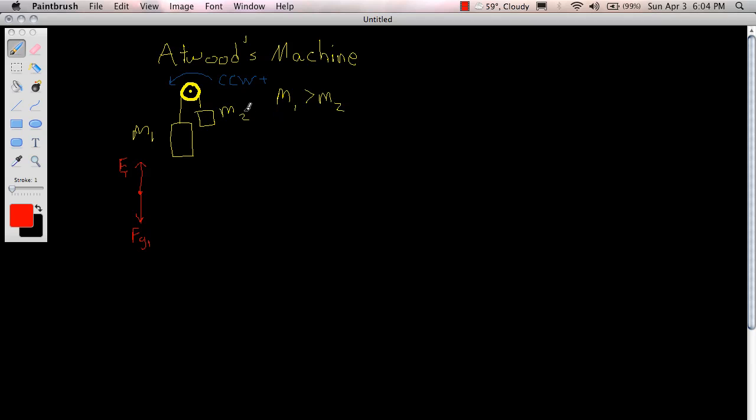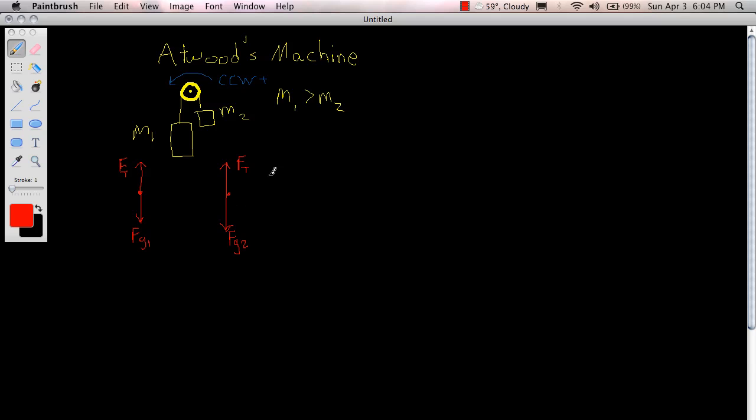Now we come over here to M2 and we do a free body diagram for M2, and it looks pretty much the same. We have the same tension, but we have a different weight, and this weight is going to be called Fg2.